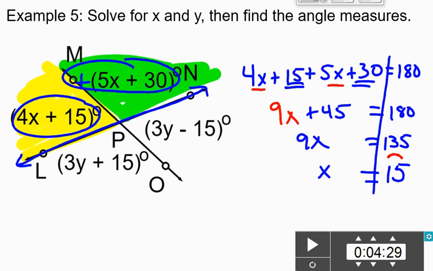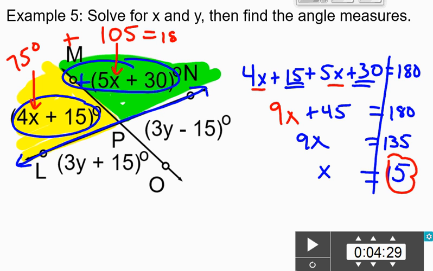So I'm going to take this and plug it in for x here and here to figure out what the measure of each of those angles are. So 4 times 15 is 60 plus 15 is 75, so that angle is 75. On this side, 5 times 15 is 75 plus 30, so that comes out to be 105. And when I add these two together, I do get 180. Okay, so x was equal to 15 for the x part.